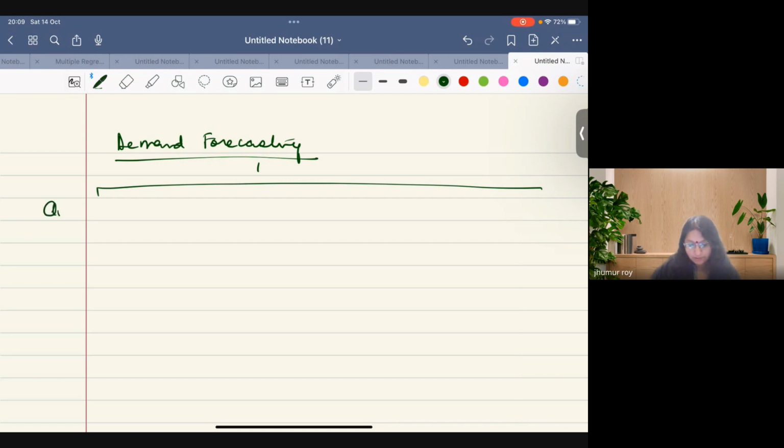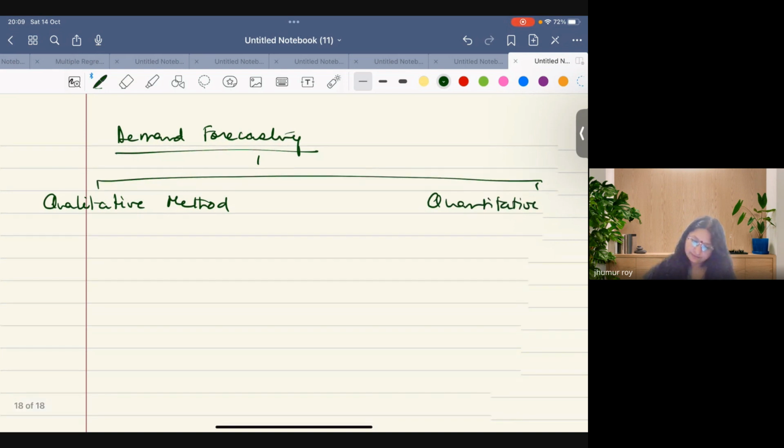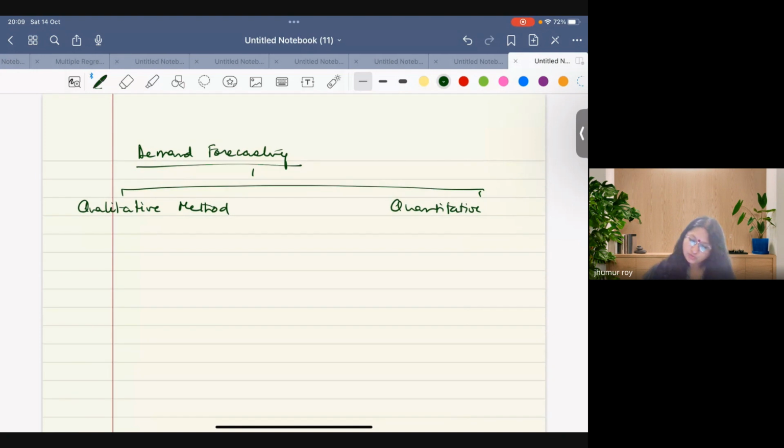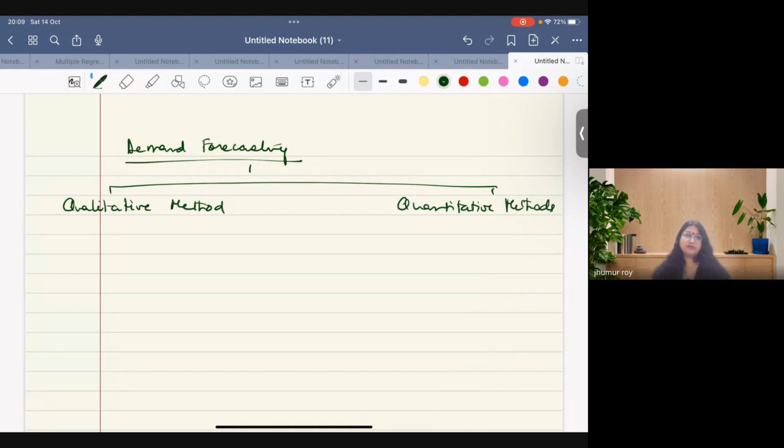One is your qualitative methods, and the second one will be your quantitative methods. So quantitative methods basically are more statistical techniques. So there are three different questions which are there, and I will solve those techniques with you all.